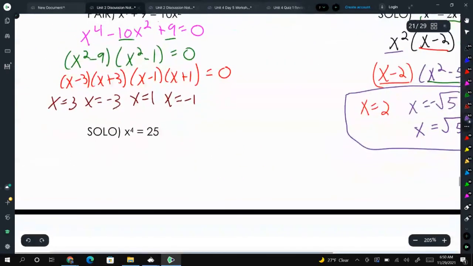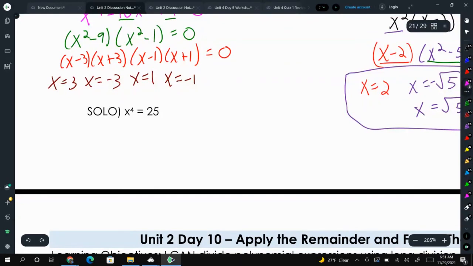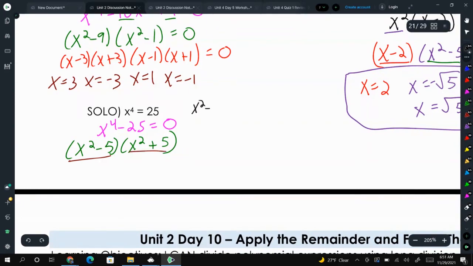Now, the last one over here, you may be tempted to do the 4th root of both sides, but we want to, again, factor this. So I'm going to subtract 25 from both sides, so x to the 4th minus 25 equals 0. And now this becomes a difference of squares, because x to the 4th is x squared squared. So we can write this as x squared minus 5 and x squared plus 5. Now we got to set each of these equal to 0. So x squared minus 5 equals 0.